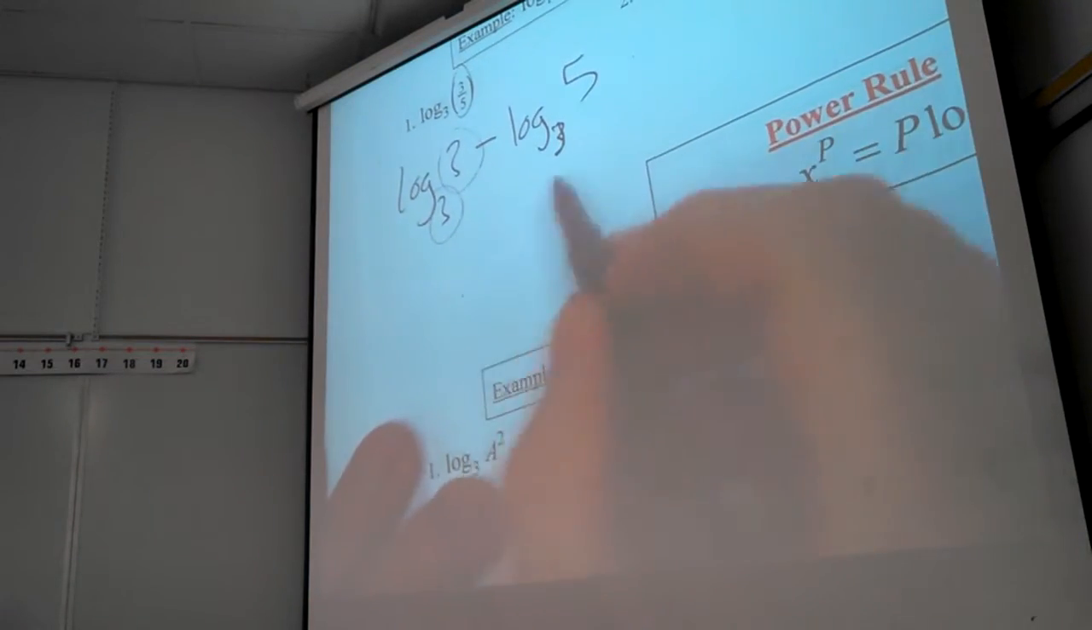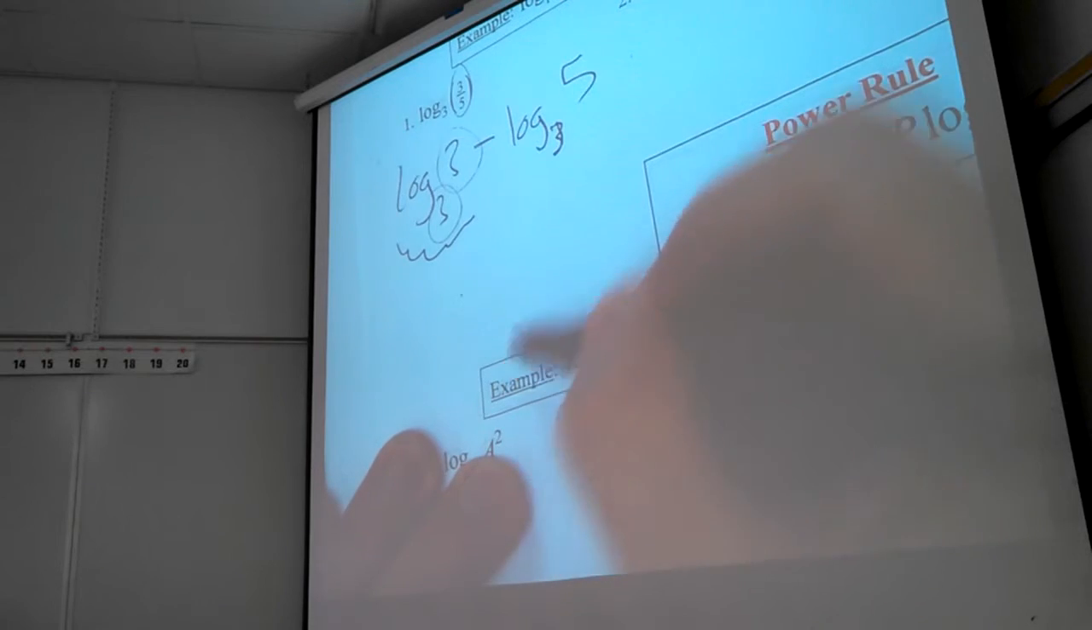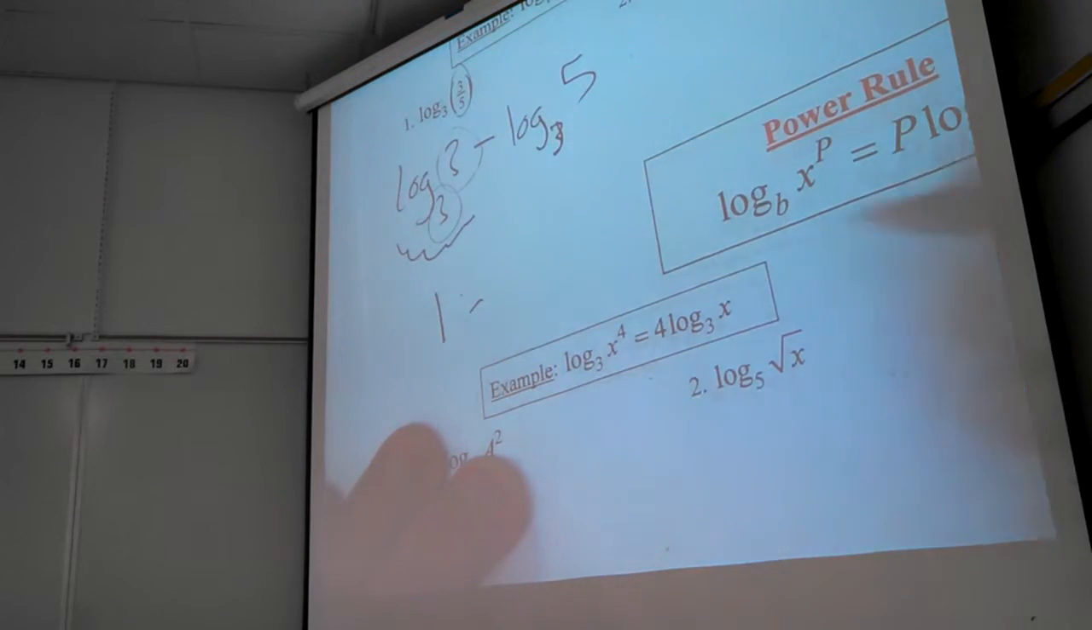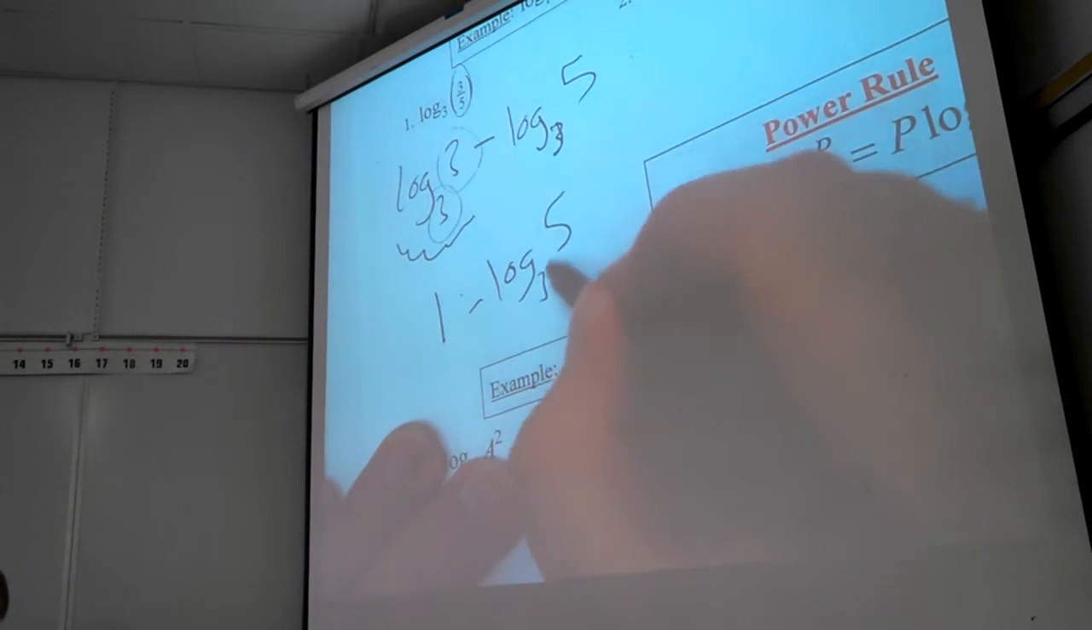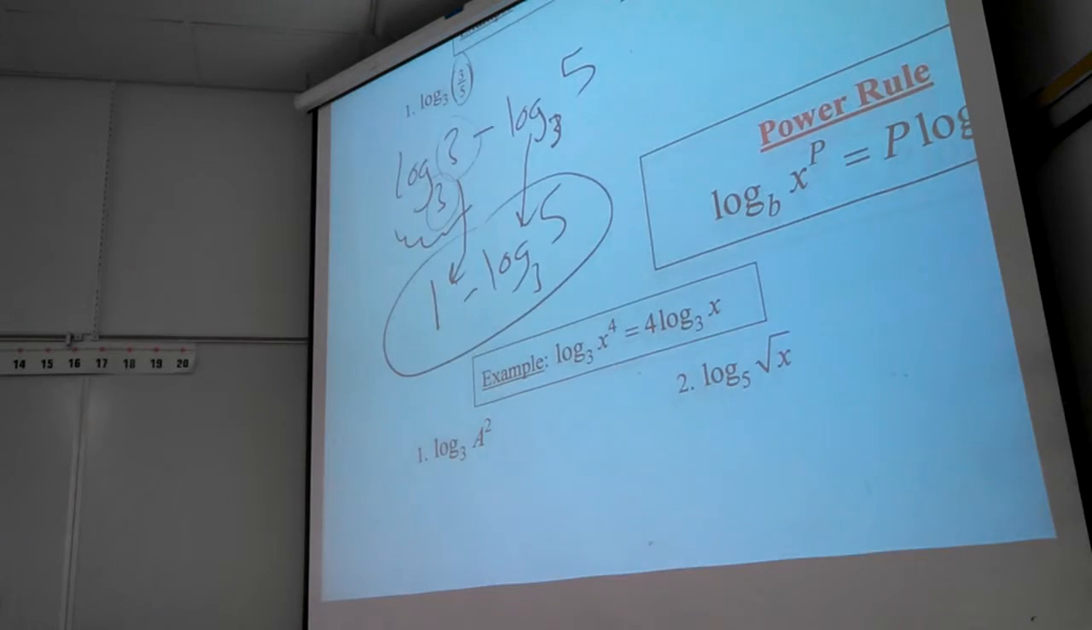What can I do here? What is log base 3 of 3? 1. So replace this with what it is. Looks better as 1. What is log base 3 of 5? I don't have a clue. So I'm just going to write log base 3 of 5, because I don't know what it is. So that answer goes there, and that goes there, and this is the total answer altogether.